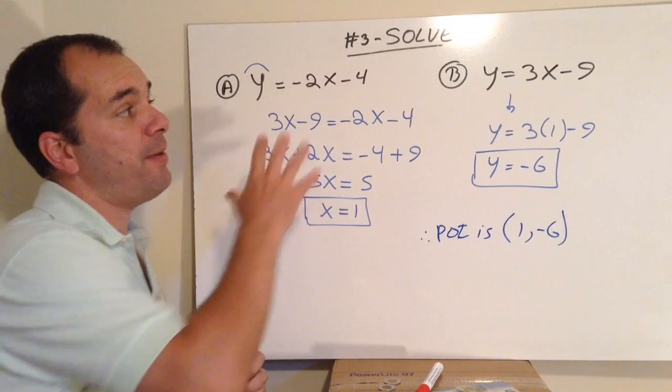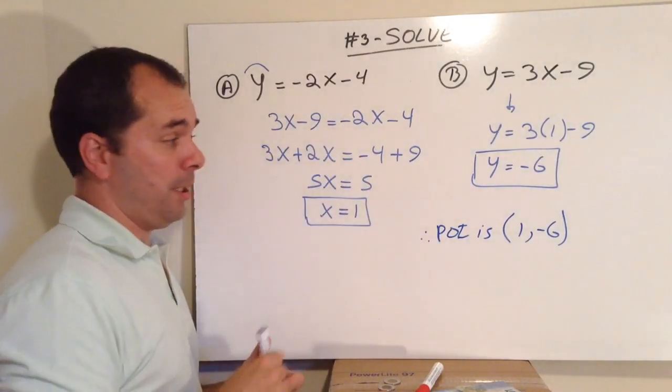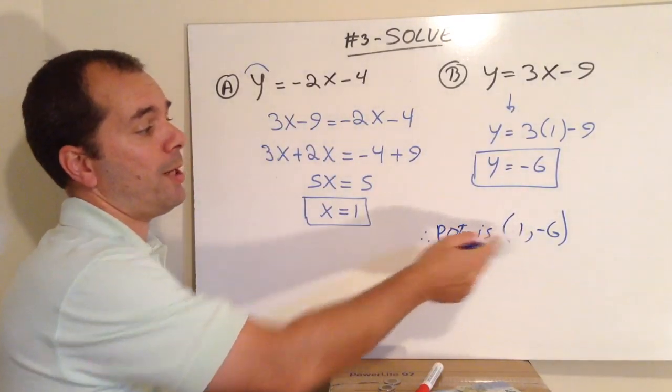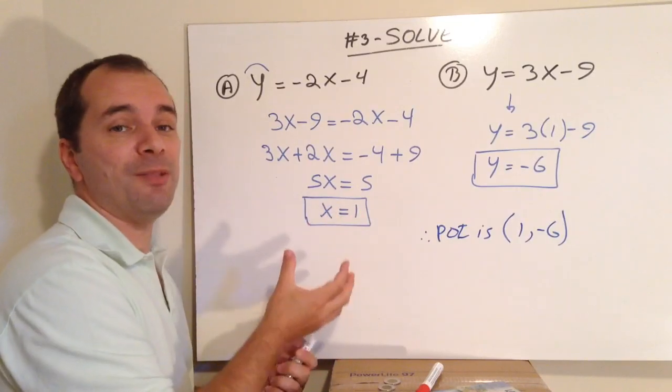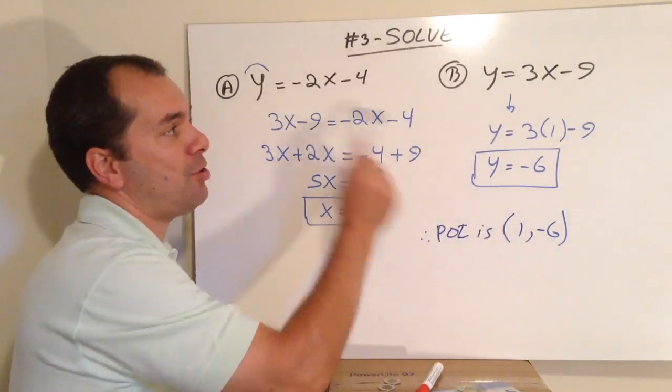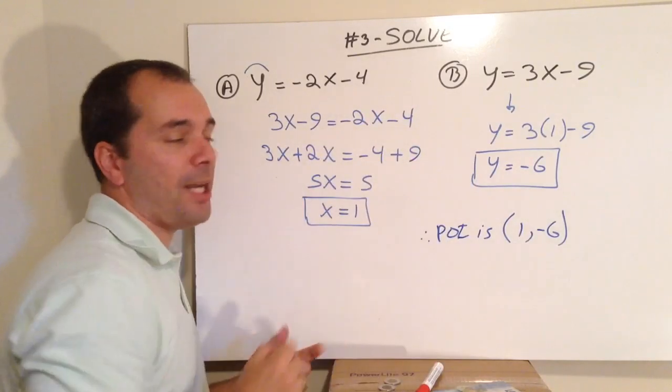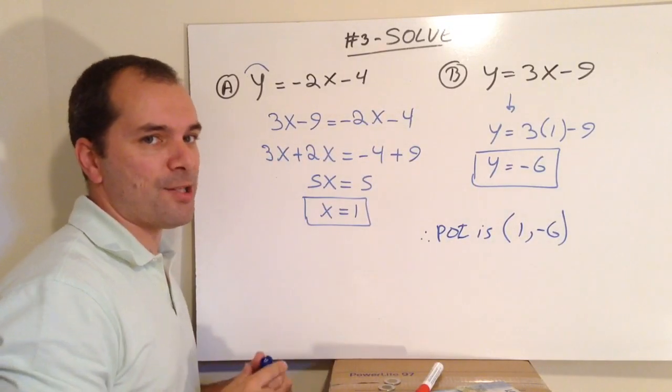If this was describing an actual word problem, then my point of intersection would be 1 and minus 6, but the x and y would be representing whatever the problem is. My last statement, if it's just algebra, will look like this, and if it's a word problem, it would actually be a word answer. Great.